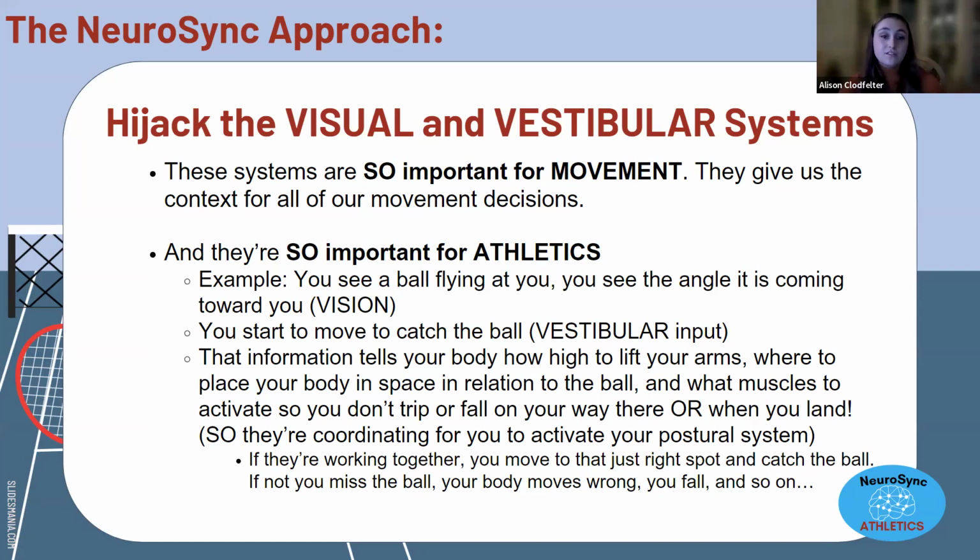That information tells your body how high to lift your arms, where to place your body in space in relation to the ball, and what muscles to activate so you don't trip or fall on your way there or when you land. So all together, they're coordinating for you to activate your postural system. If they're working together, you move to that just right spot, you catch the ball, which is awesome. If they're not working together, you might miss the ball, your body might move to the wrong spot, you fall, and so on.